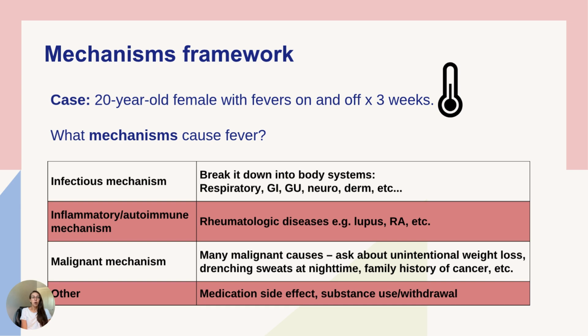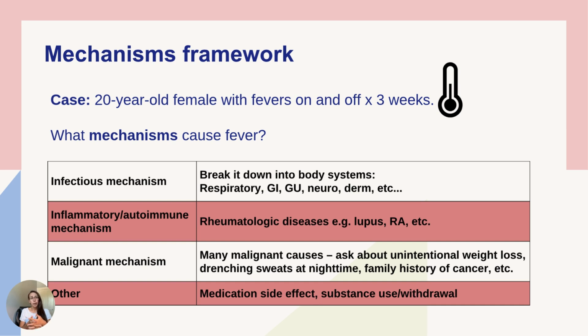what mechanisms cause fever? So, of course, there's infectious mechanisms, and that bucket can be broken into bodily systems. So it's a framework within a framework, as you can see. So thinking about respiratory infectious causes, gastrointestinal, genitourinary, neurologic, etc. My next big bucket is what inflammatory or autoimmune mechanisms could be causing this fever, like rheumatologic disease. Third big bucket you wouldn't want to miss is, there could be many malignant causes, right? So you'd want to be asking about unintentional weight loss, drenching night sweats, etc. Thinking about things like lymphoma.